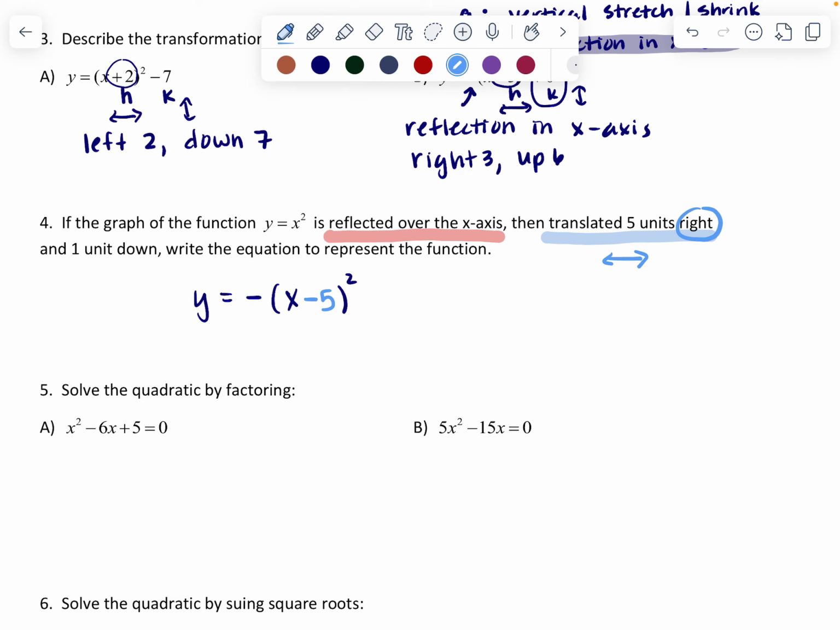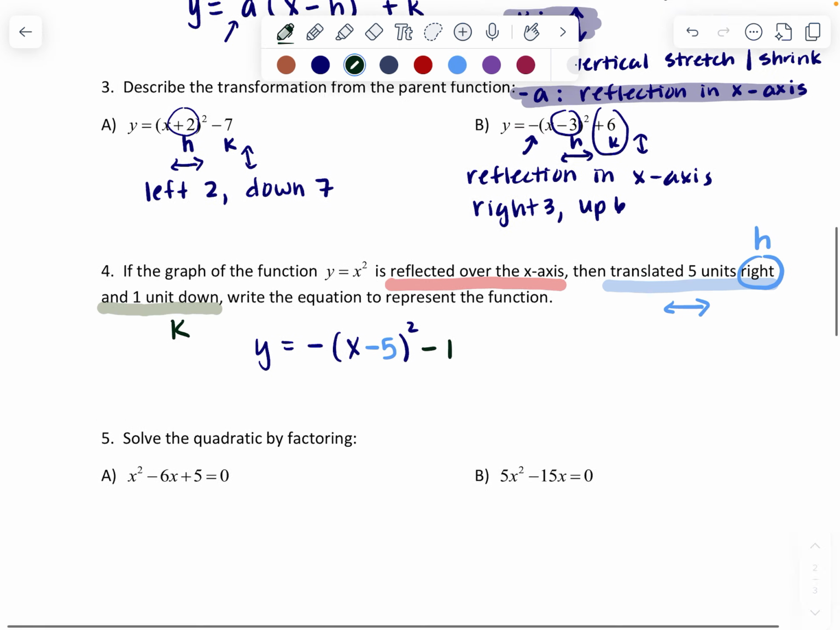And then it also says that it's moving 1 unit down. So check this out. If you're moving 1 unit down, that means you're moving down 1. So on the outside of the parentheses, you're going to have a -1. So this right here was your H, and this right here is your K.